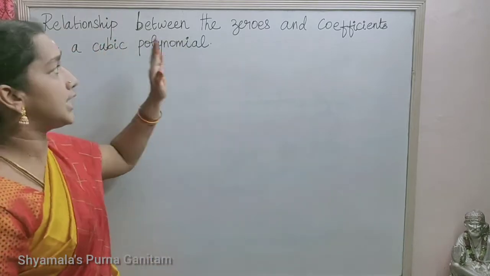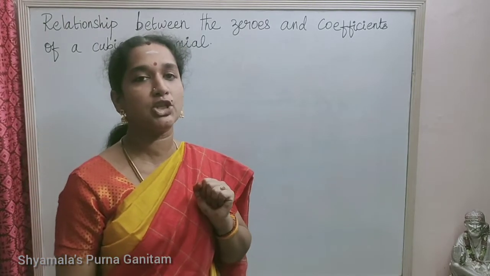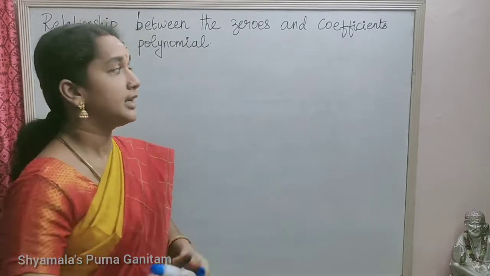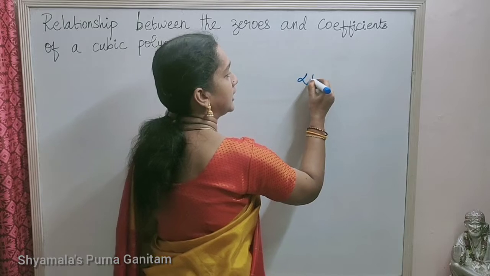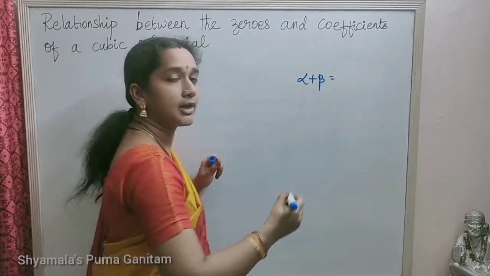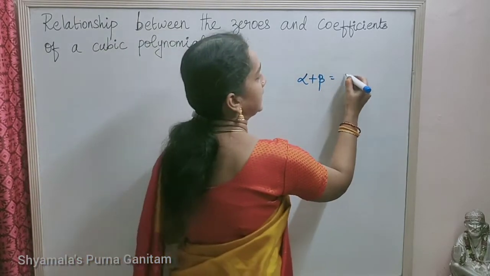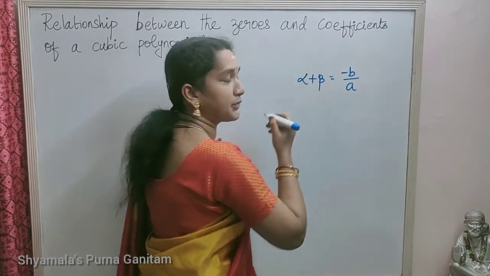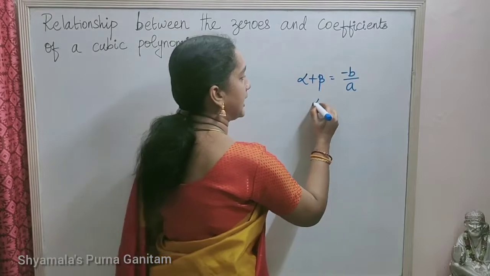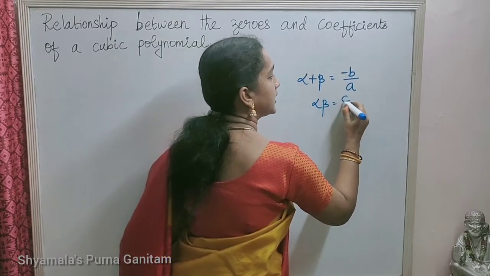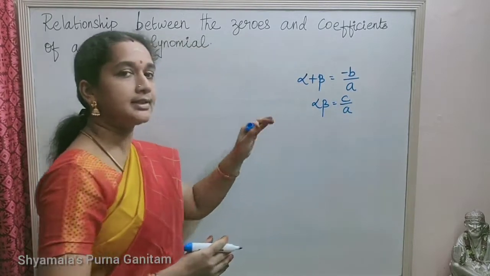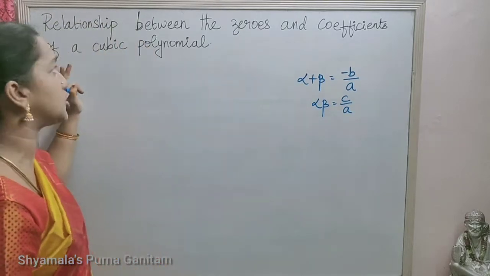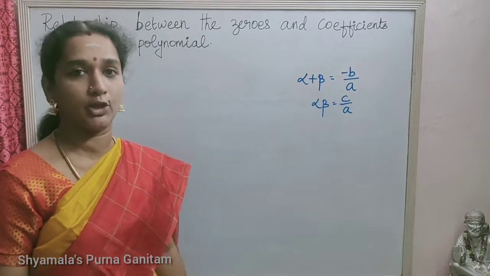We know the relationship between zeros and the coefficients of a quadratic polynomial. When alpha and beta are the roots of the quadratic polynomial, the sum of the roots is minus b by a and the product of the roots is c by a. Like the same thing, we have the relationship between zeros and the coefficients of a cubic polynomial.